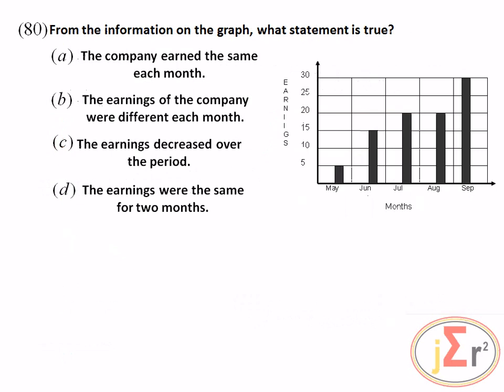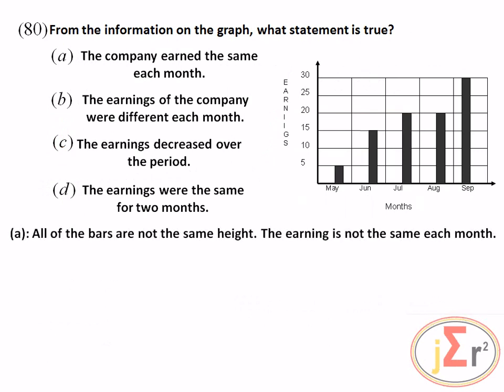From the information on the graph, what statement is true? So let us take the first statement. The company earned the same each month. But does the company earn the same each month? No? How can you tell that the company? All right. So all the bars are not on the same level. So that is how we know. Good.